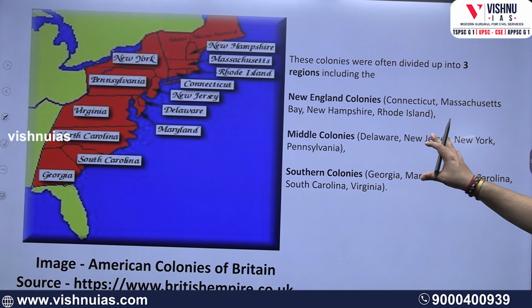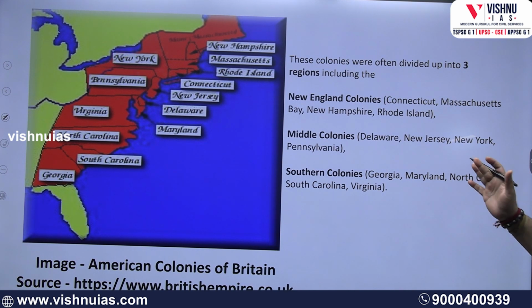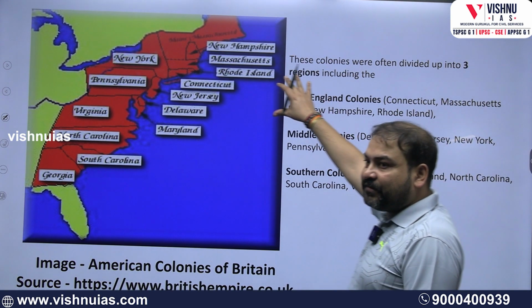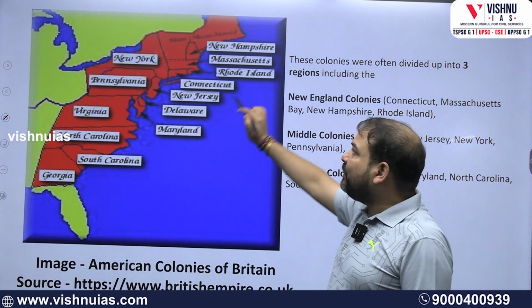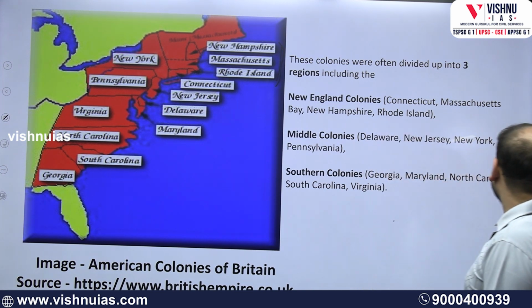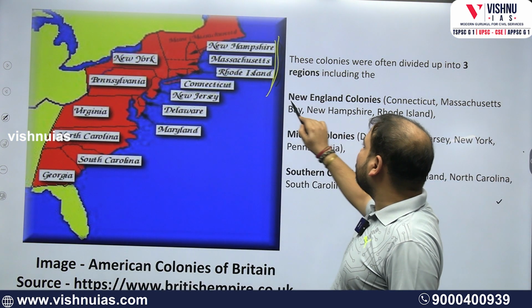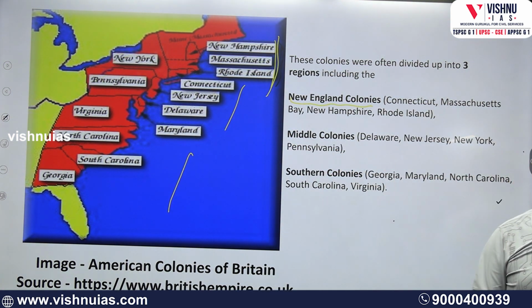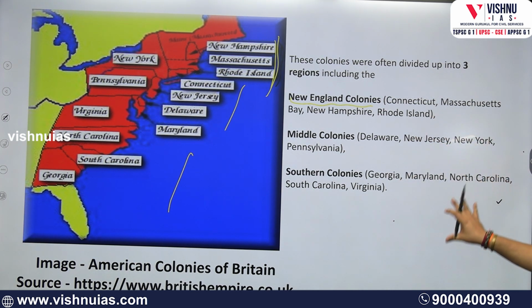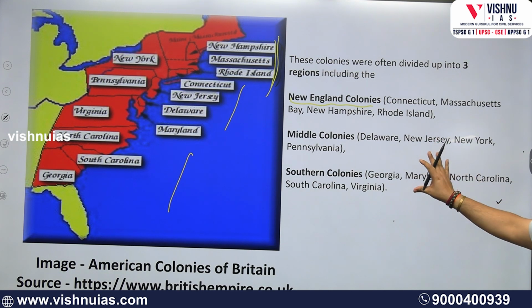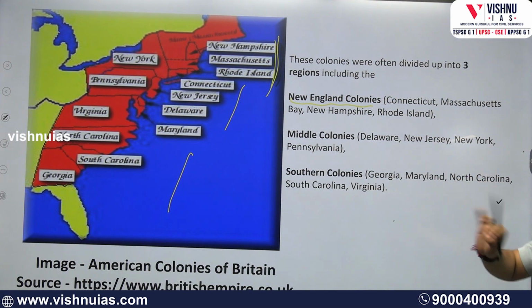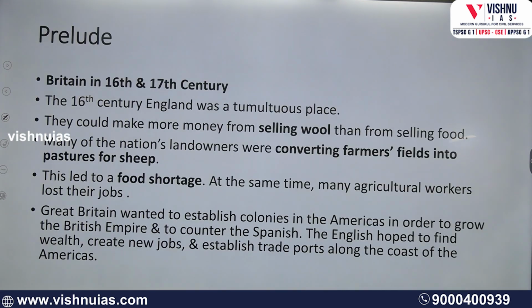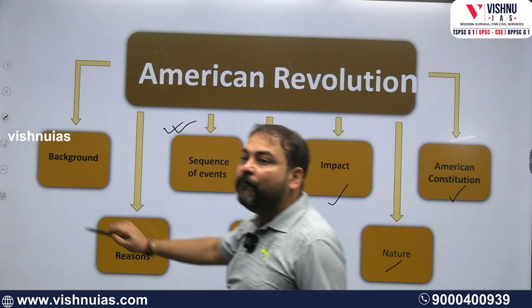You can see this is the eastern side of the US, and these 13 states can be divided into 3 categories. One is the northern ones, which are known as the New England colonies. Then there are the middle colonies, and further there are the southern colonies. Nobody will ever ask you to remember all these 13 states' names. Just for your information, the names are given. Try to remember any 2-3 and write them, and after that, etcetera. 13 colonies like this, and so on. That's more than sufficient. So the first part of the chapter, this is all about background.